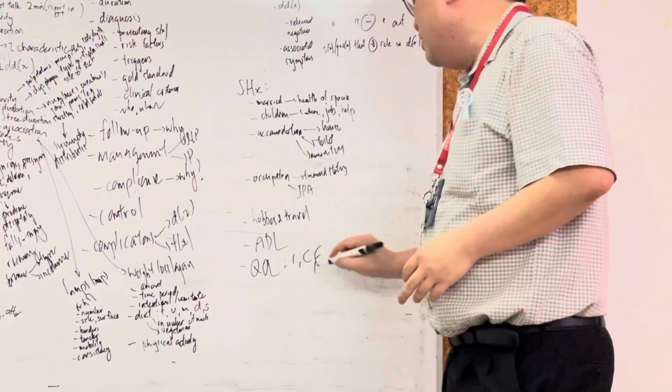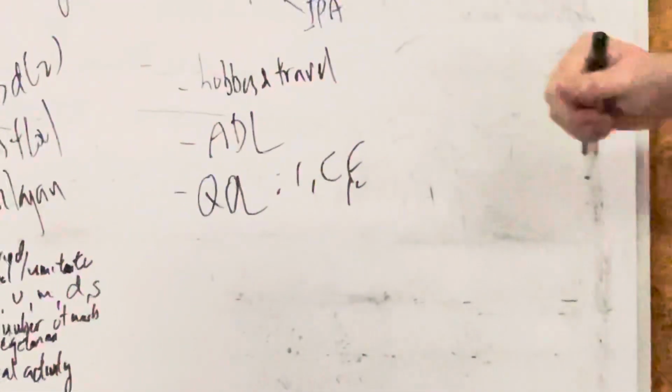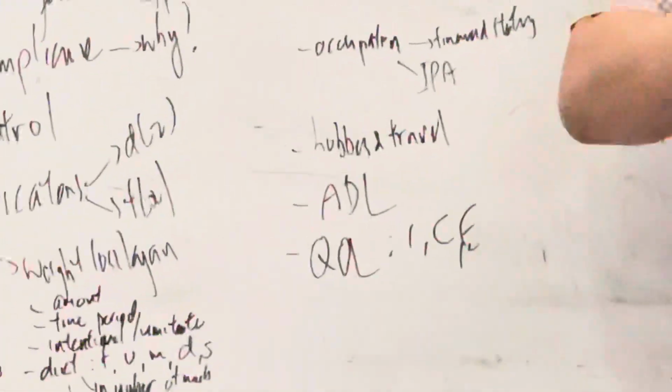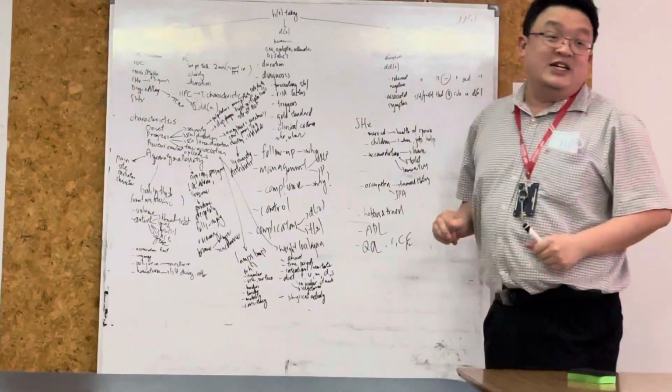This is where you put in your ICE. What are your ideas? What are your concerns? What are the expectations of this disease? Okay, and then that's it. That is your history taking for disease unknown. So if you have a framework, you are not afraid.